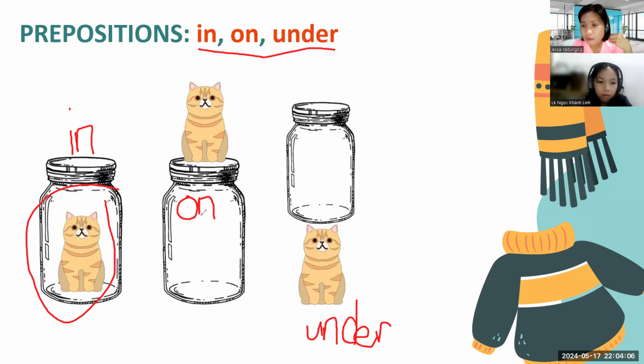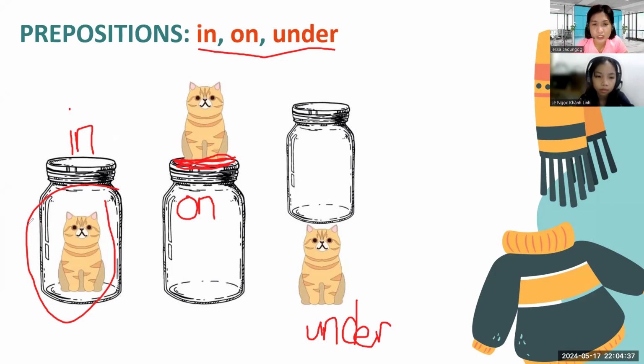The cat is on the door. Very good. If we say on, it should be above, on top. If the object is on, it should be above the surface. Next, how about cat number 3? Where's the cat? The cat is under the jar. Okay, very good.